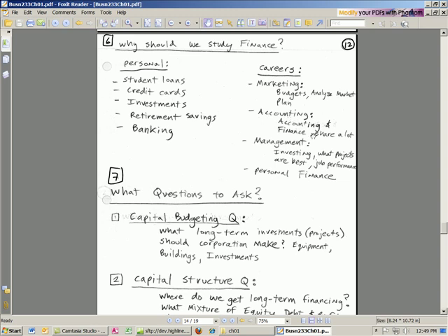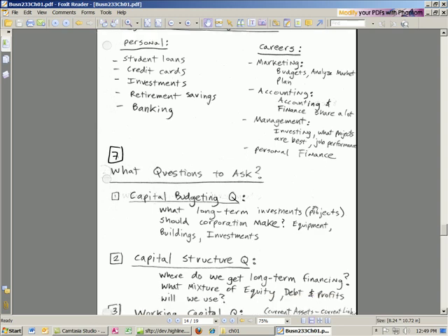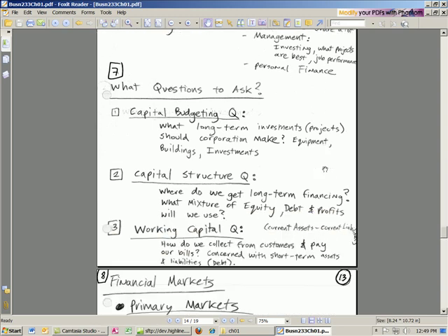Accounting, basically, you can't do finance without knowing accounting. They're completely intertwined. Management. Remember, that's this class, right? Financial management. What do you invest in? What projects are best? Job performance, meaning aligning managers' incentives and interests with stockholders by paying them based on stock value. And personal finance. Again, this is corporate finance, but we'll see lots of personal finance examples in this class.